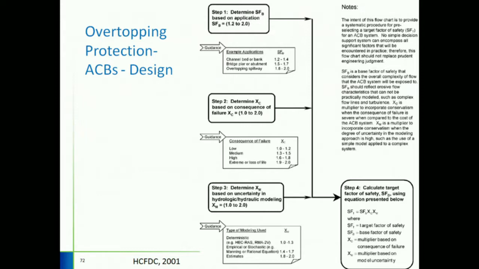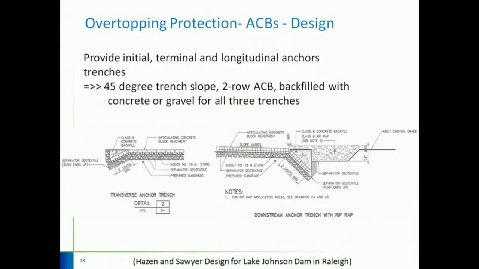The other detail about ACBs, as I mentioned earlier, is the anchor. So for the anchoring, you need to provide at least 2 rows. You can see here, 1-to-2 slope is shown here, or it could be 1-to-1. This is for the transverse anchor trench, or longitudinal, and this is the downstream trench where you have a riprap material here, concrete fill here, over the 2 rows of ACBs.